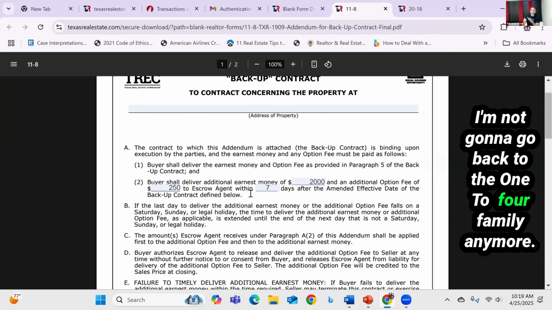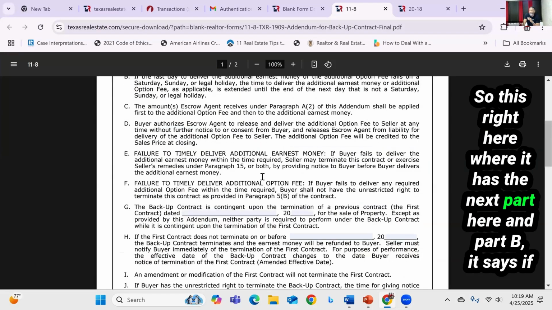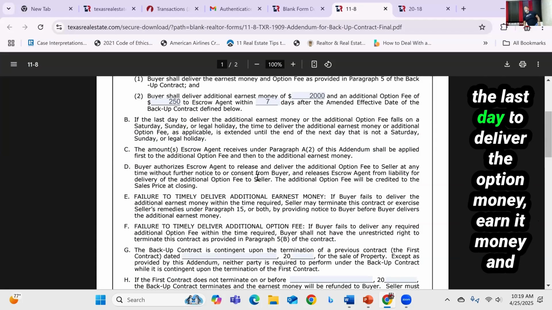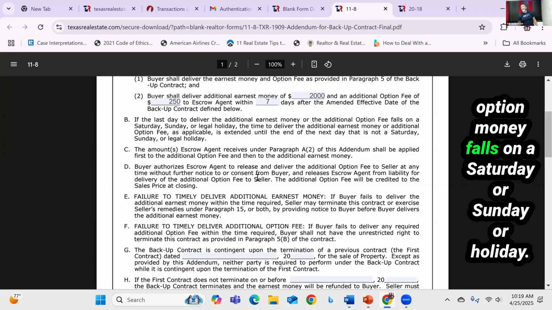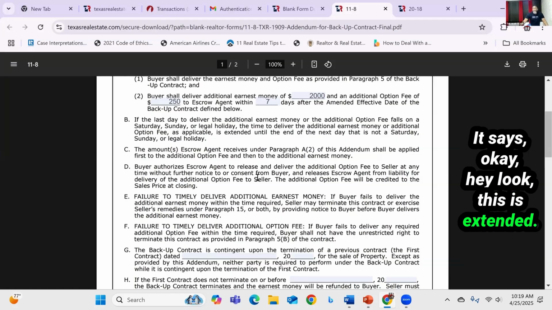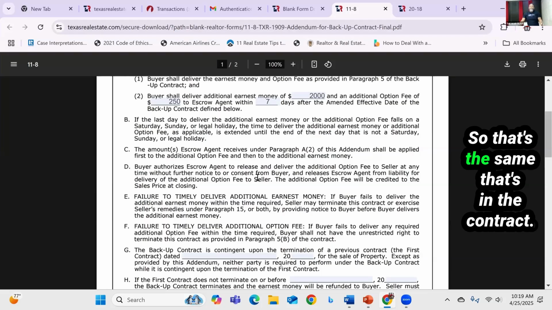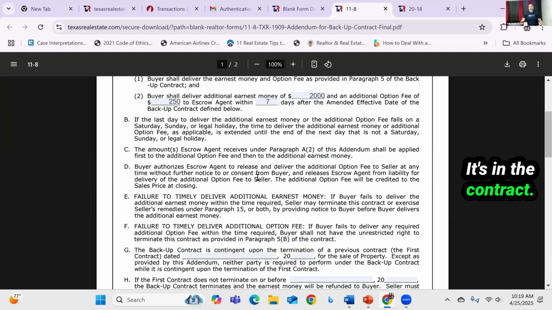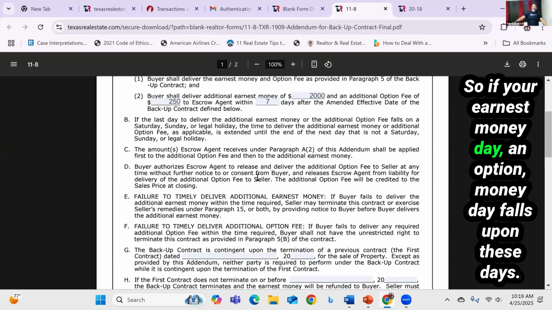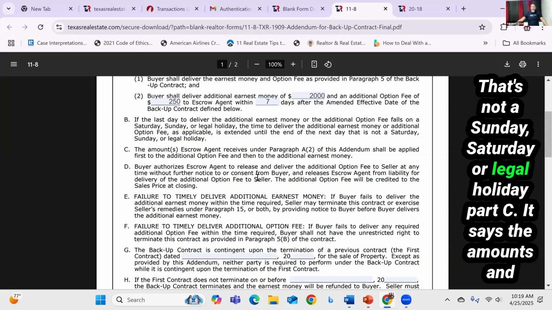I'm not going to go back to the 1 to 4 family anymore. We're going to teach off this right here. So this right here, the next part, part B, says if the last day to deliver the earnest money and option money falls on a Saturday, Sunday, or holiday, it's just like the contract. It says this is extended to the next day that's not a Saturday, not a Sunday, or not a holiday. So that's the same verbiage as in the contract. If your earnest money day or option money day falls upon these days, then you are extended to the next day that's not a Sunday, Saturday, or legal holiday.